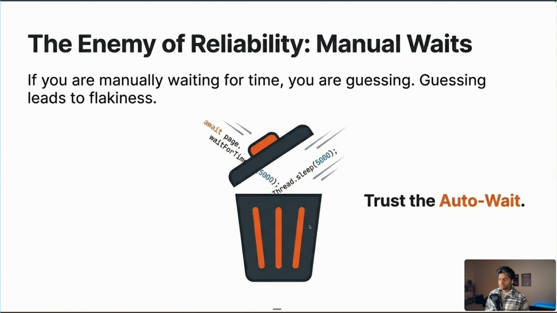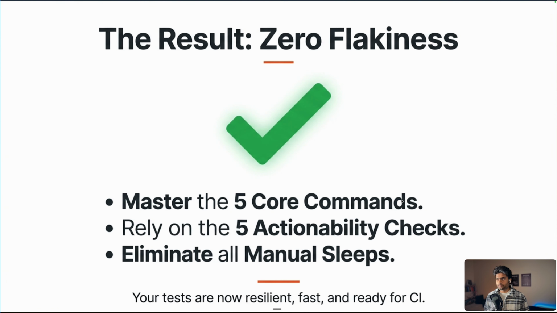Now we understood that we don't need a Thread.sleep or wait for time or whatever the framework that we've been using so far. In Playwright we can trust the auto wait, and also we have an option to force click it or force activate the button. With that, we get zero flakiness. Now you have mastered the core 5 commands. You can easily rely on them, and they can eliminate the manual sleeps for you.